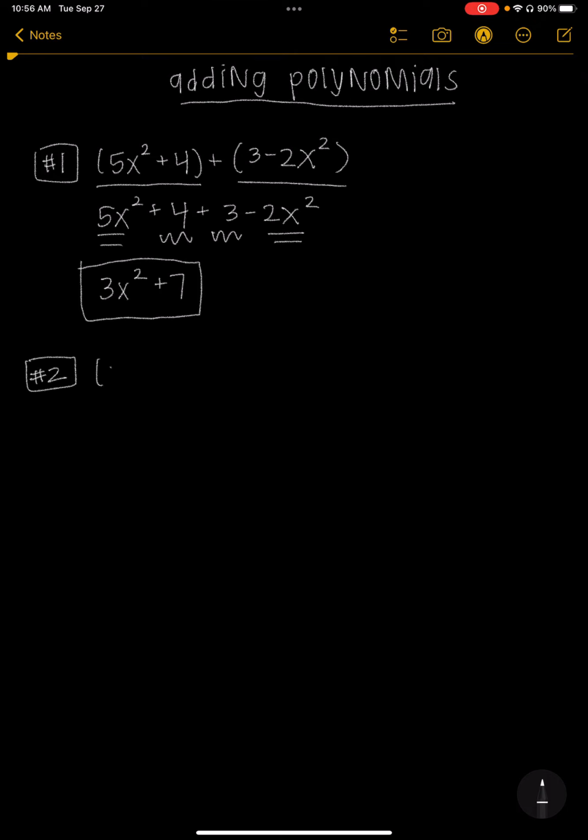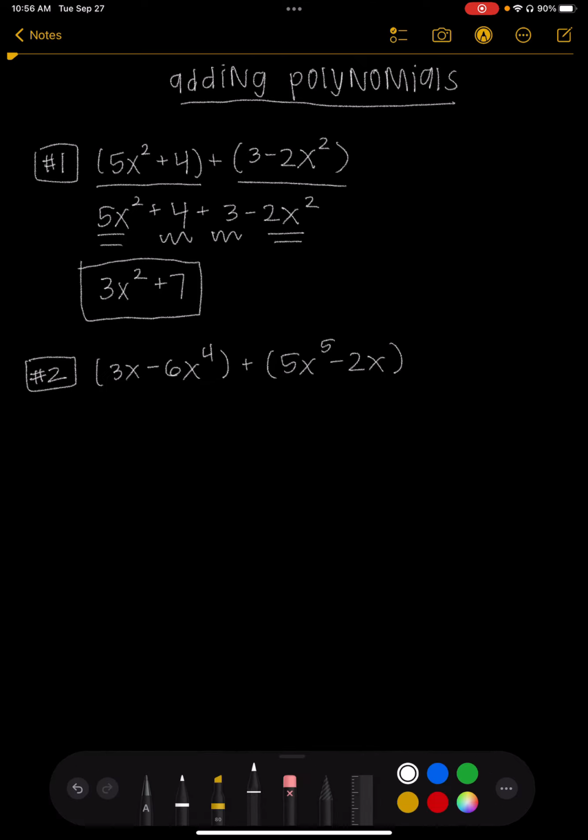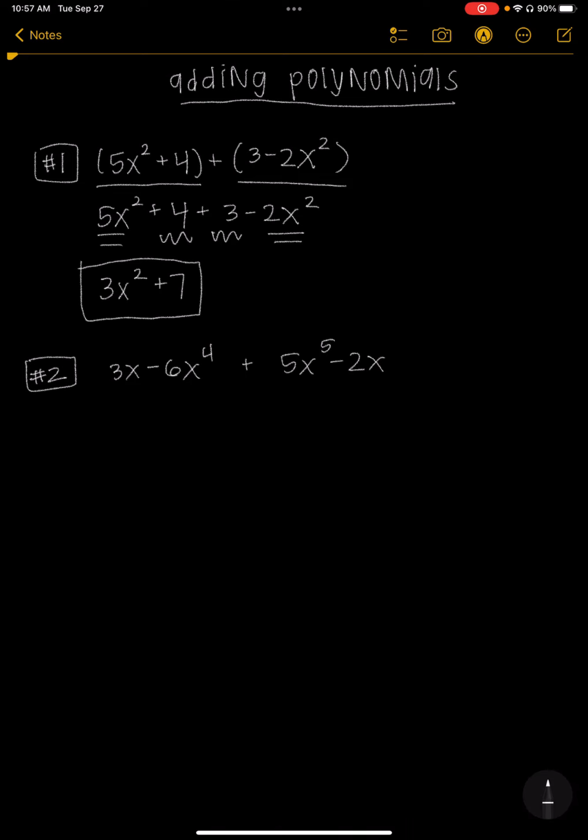All right, and this one is 3x minus 6x to the 4th. Once again, we're just going to take away the parentheses. And in fact, I'm going to just erase them because we don't need them when we're adding polynomials. Now we're going to underline our like terms and then combine them.